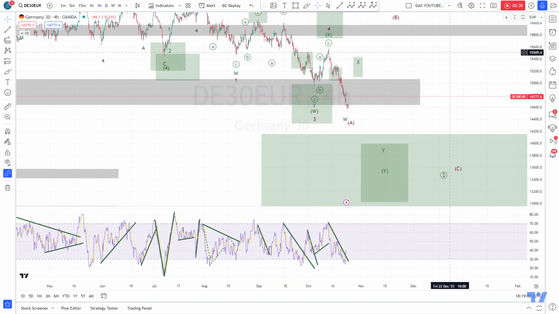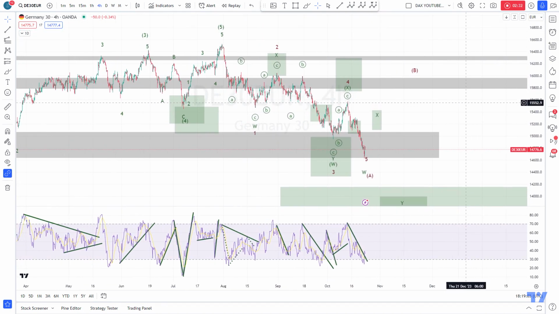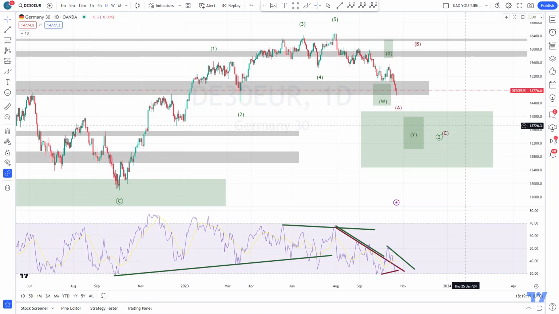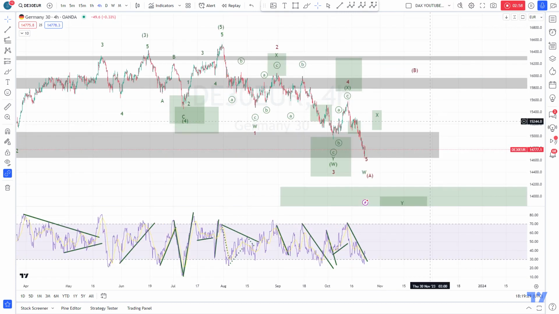There's also another possibility, a secondary scenario where we count this here as a wave A. So 5 waves down, 1, 2, 3, 4, 5. If we look here at the daily, we end here with divergence. We broke the RSI trend line as a wave 4. So that would be a possible scenario.